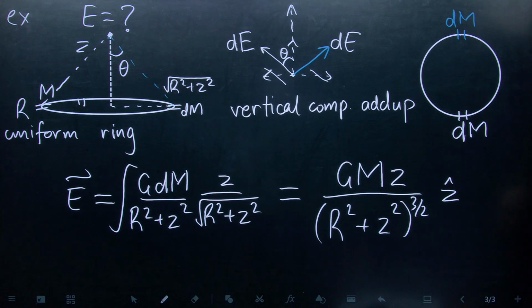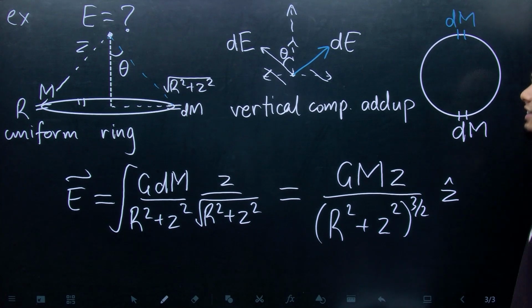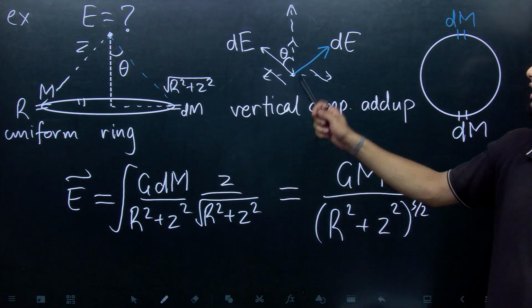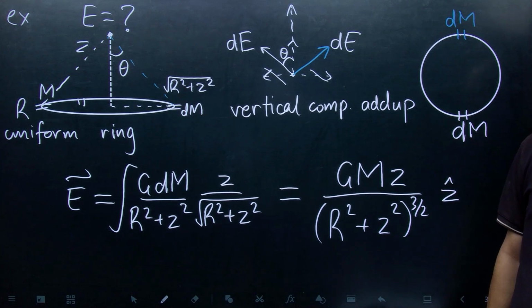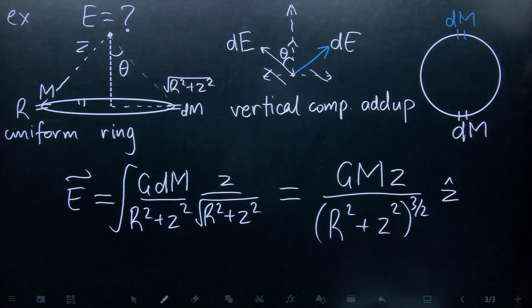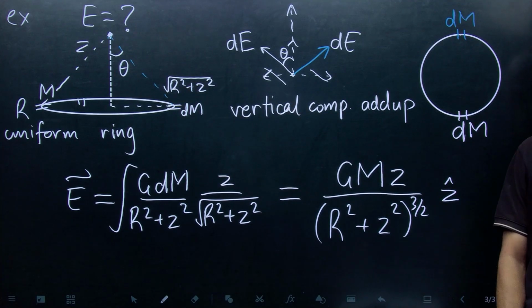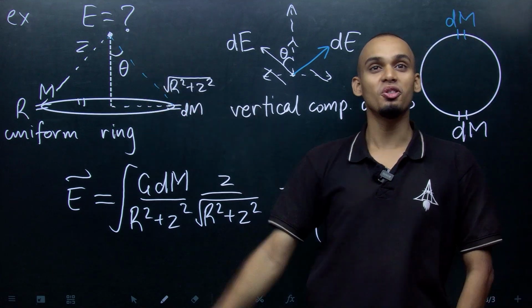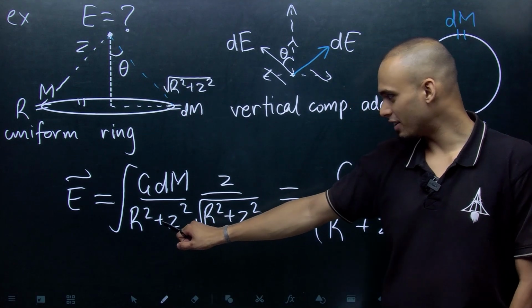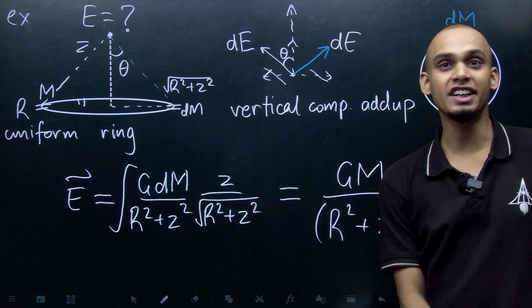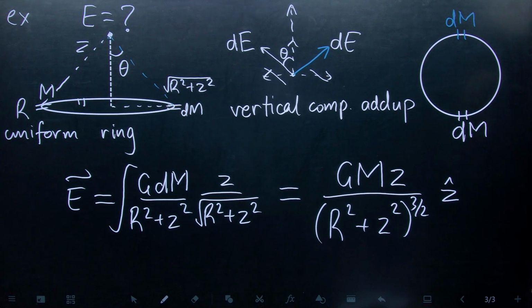Is it clear? The only way to make a mistake over here is to forget that horizontal components also get cancelled and only vertical components get added up. That is the only mistake you can make over here. There is no complicated integral over here. All of the points dm are equidistant from this point. But if you get an example in which the points are not equidistant, then the denominator r square plus z square, if z is a variable, will get integrated along with dm.